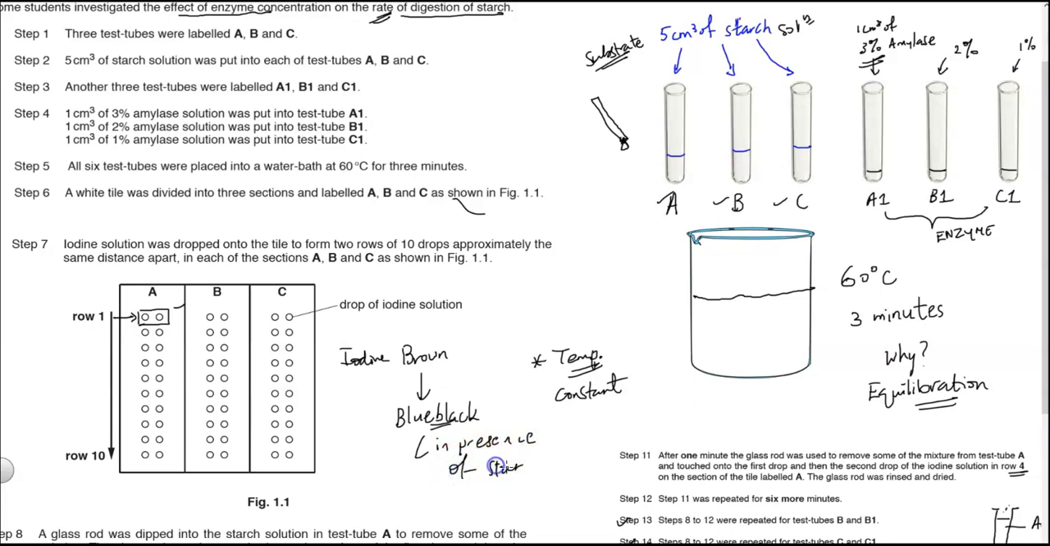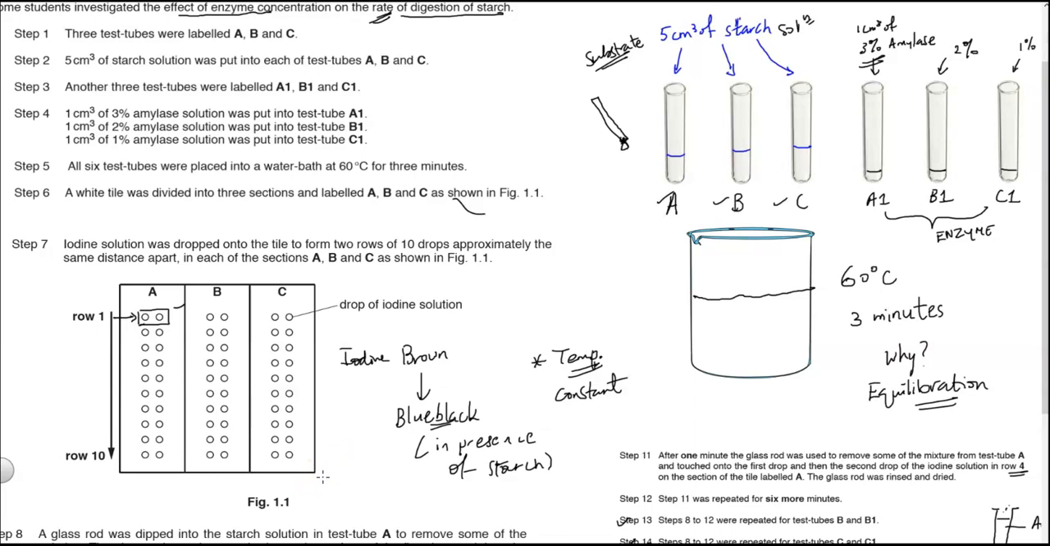Apologize for the handwriting. It's very, very hard to write with the mouse. Right, so that's basically what we're doing. So we're going to observe, have a look at the tile, and see if the iodine solution changes color, depending on the sample we're putting on it. All right, so this will make a bit more sense, what I've just mentioned, as we look at the next few steps.